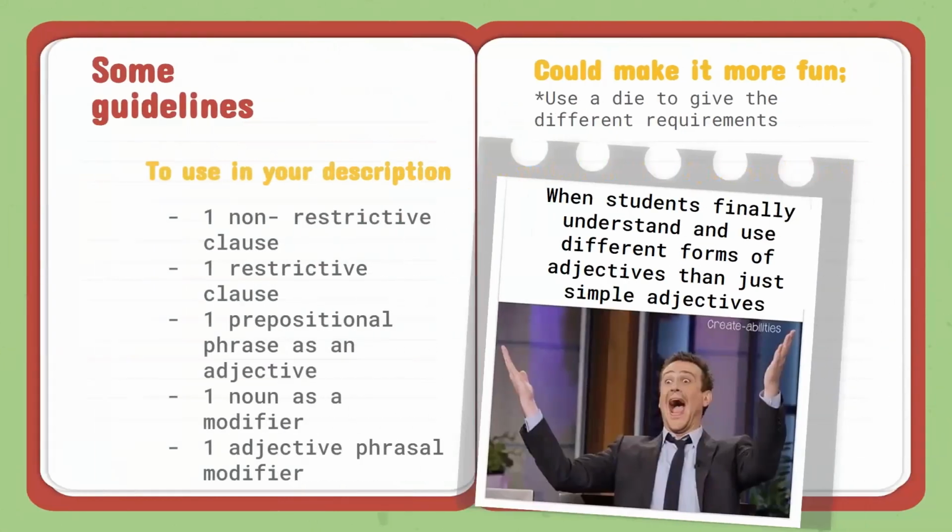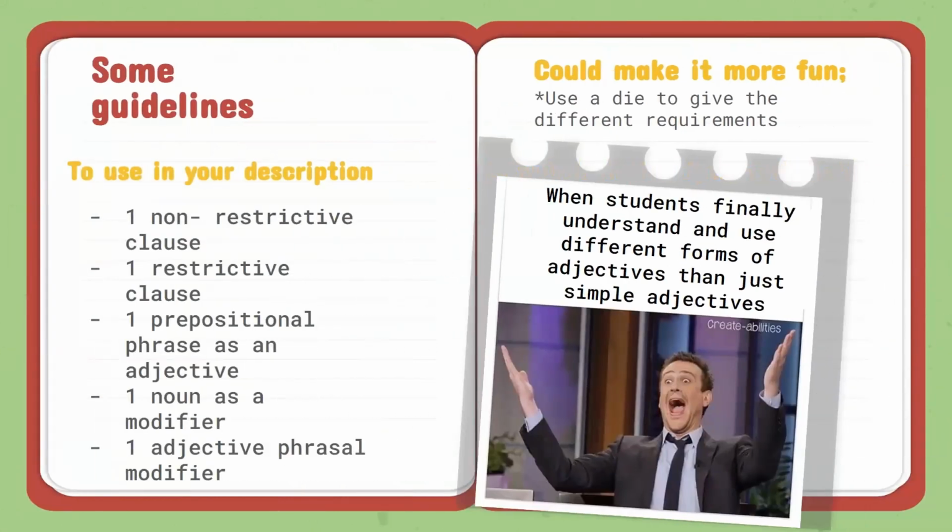Also, if you want to make it more fun, you can use dice. When the students create their description, they have to roll a die, which will tell them what they need to use from the lecture. So they could have a non-restrictive clause and a noun modifier in their description.